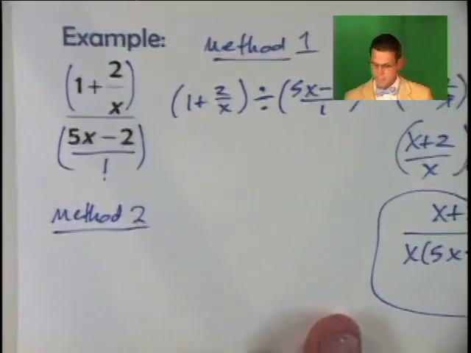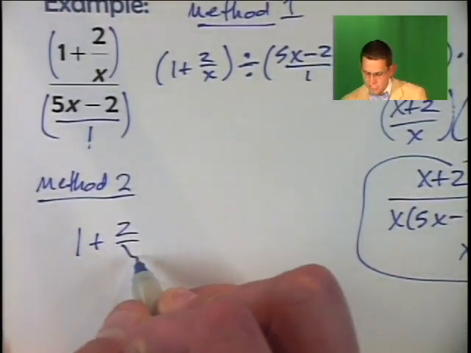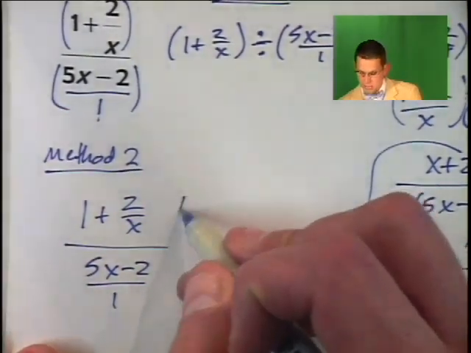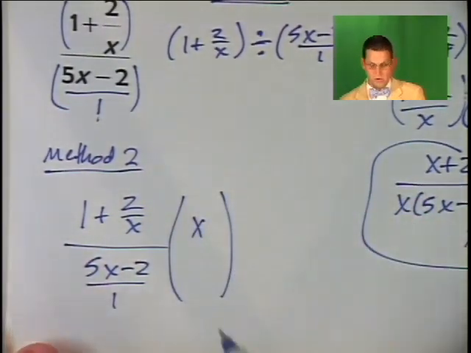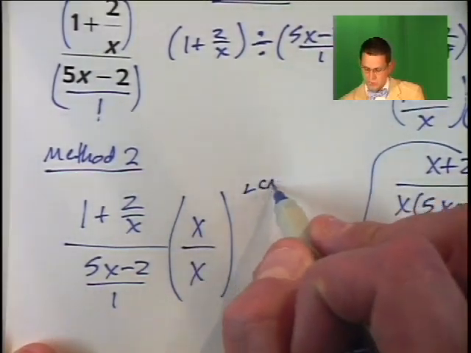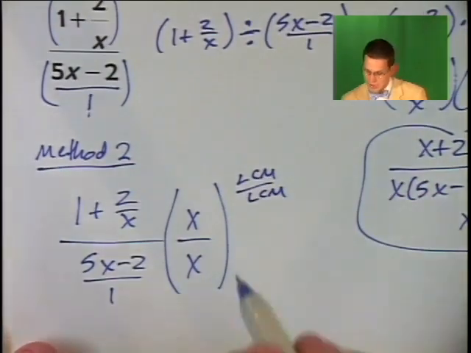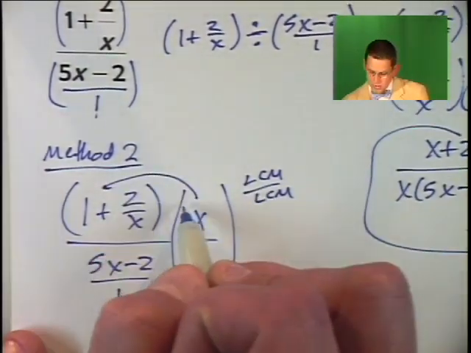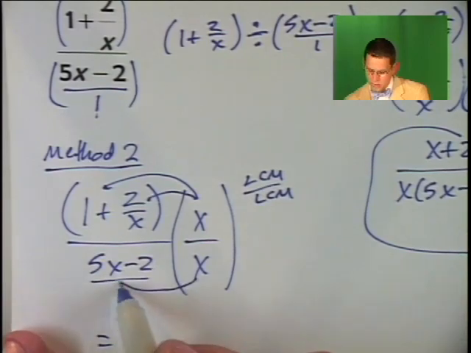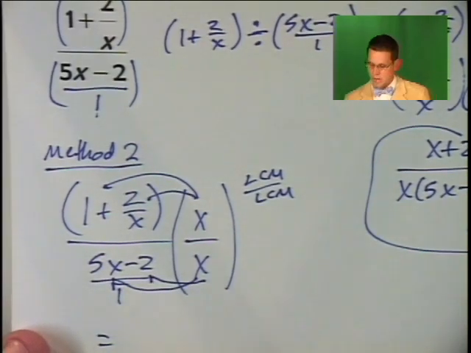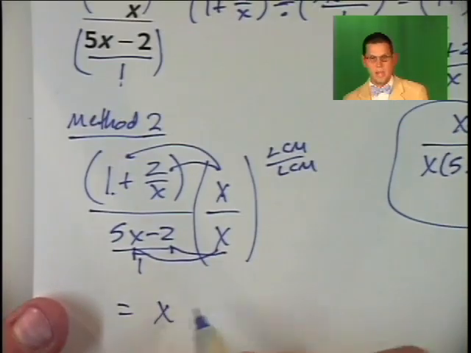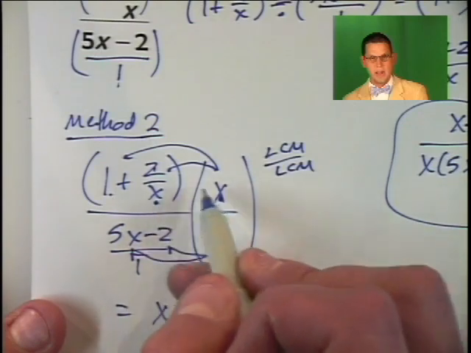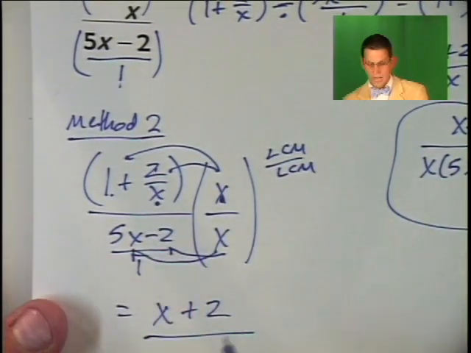Well, it's x. And so what I can do is take my original problem, 5x minus 2, and I'll put it over 1 again, and I'll multiply the whole thing by x, 1 in the numerator, over x, which is my LCM over the LCM. And now what I will do is I will distribute one of those x's to the numerator, and the other one will get distributed to the denominator. And look what happens. x times 1 is x, plus 2 over x times x, the x's divide out, leaving just 2. That's pretty cool.